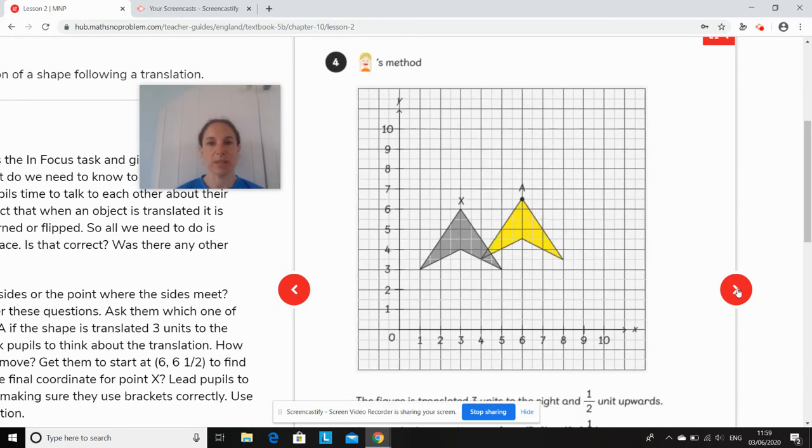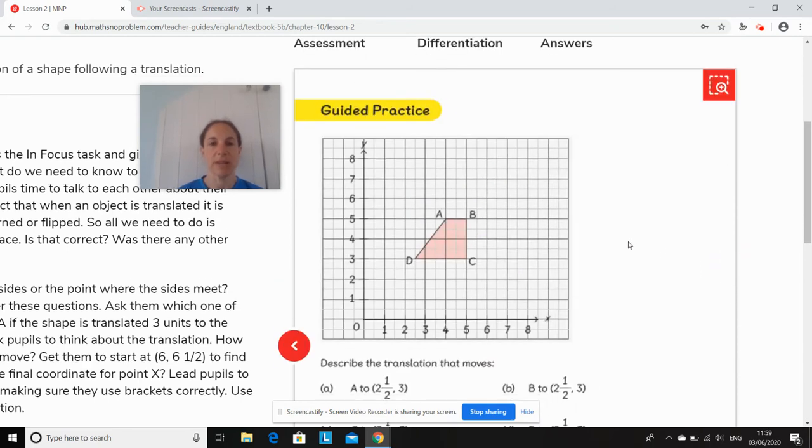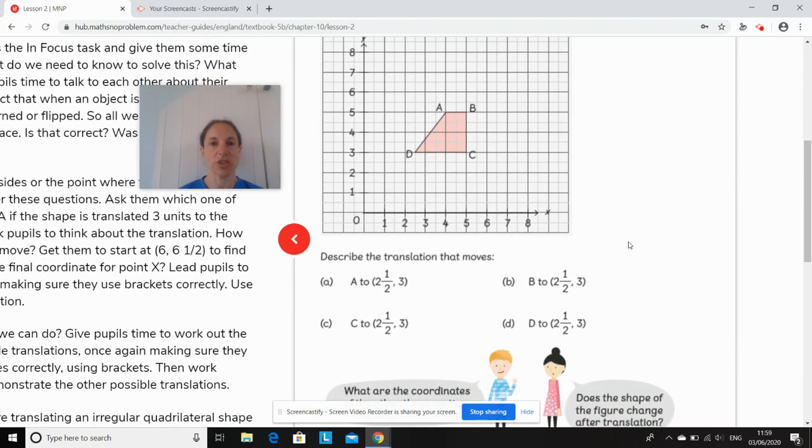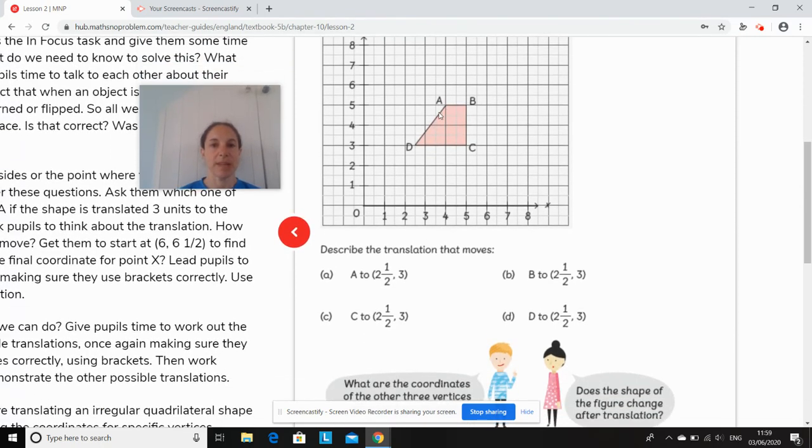There's some more examples on Maths No Problem. If you have that, you can have a look. And I've set you the guided practice to do. So it's a different shape. This shape has A, B, C, and D vertices, and it says describe the translation that moves A to (2.5, 3). So A is here at the moment, and we want it to be at 2.5, that'd be here, and 3 up. 1, 2, 3. Oh, it's moved it to where D currently is.